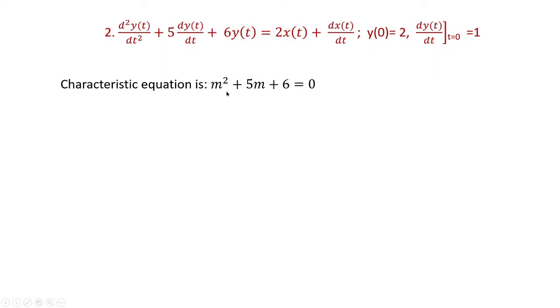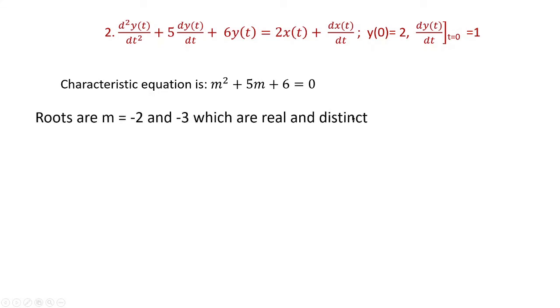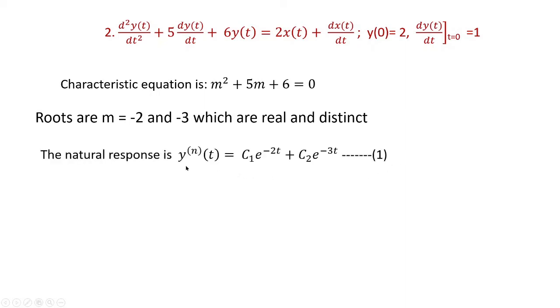So we have the characteristic equation m square plus 5m plus 6 is equal to 0, whose solution gives the roots of the characteristic equation as m is equal to minus 2 and minus 3. So they are real and also distinct. So the nature of the natural response is of the form, say constant c1 into e to the power of the first root minus 2 into t plus another constant c2 into e to the power of the second distinct root minus 3 into t.